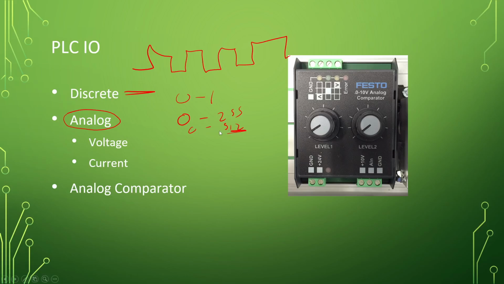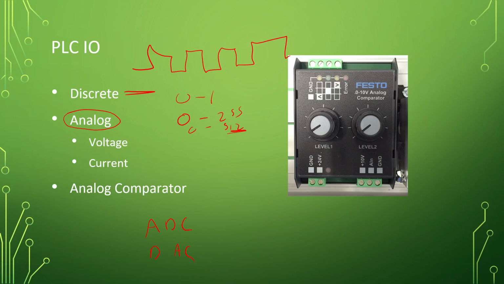So analog is variable. We have this signal that goes from 0 to some number, and that number depends on how good of an analog to digital converter you have, the ADC. You also have a DAC. What do you think that one is? There we go, digital to analog.